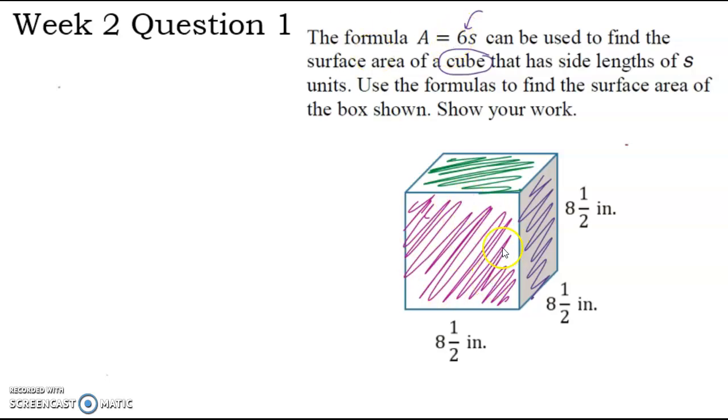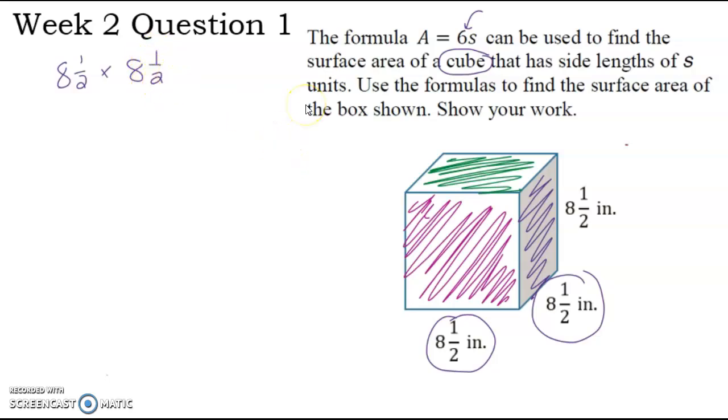So now we have to go back into our files in our brain and ask, what do I do to find area? Well, the area of one side, or just a square, is length times width. Our length looks like it's 8.5. Our width is probably 8.5. So we know we're doing 8.5 by 8.5. That is what we're multiplying.